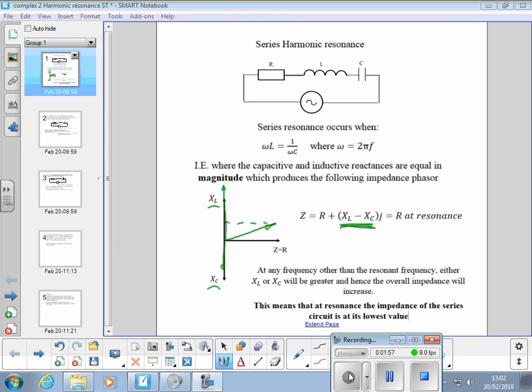At any other frequency, the overall impedance magnitude is going to increase, and we're going to get an angle as well as that changes. Going the opposite way with frequency would see XC increase and XL reduce, and therefore it'll bring the phasor down this way, but the same effect on the overall magnitude of the impedance must get higher. Yep, okay.